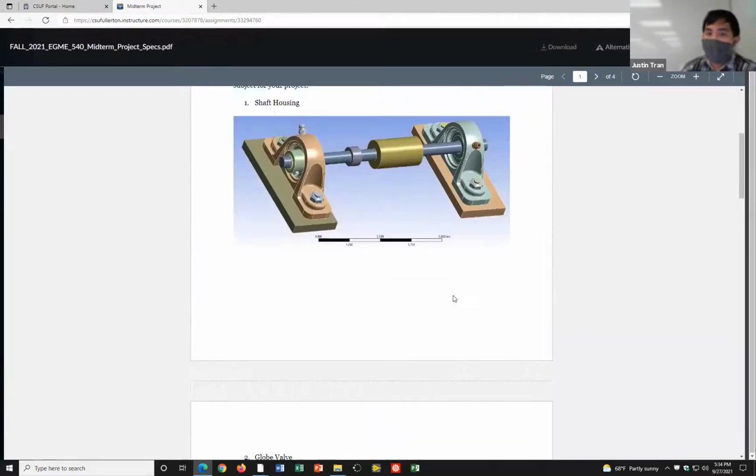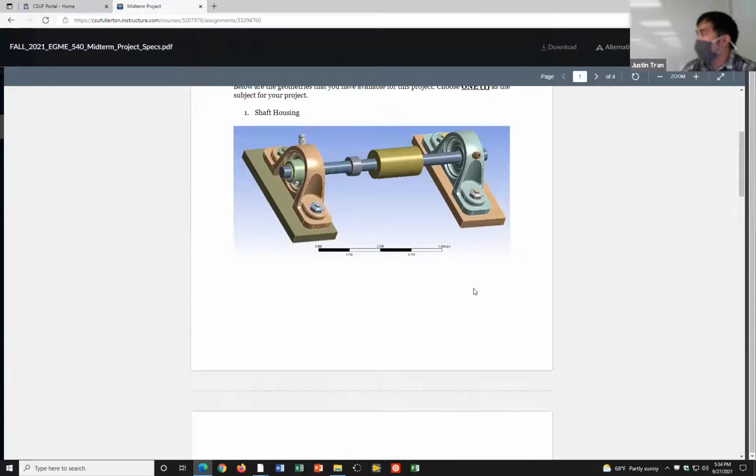And I will say that these geometries have been designed for finite elements, because I took them from previous activities that I've had from other classes as well. Okay, so they are doable. It's just that there's a lot more work that you have to do for these geometries, relative to the geometries that I've been giving you for the activities.